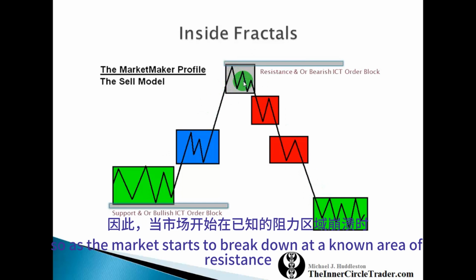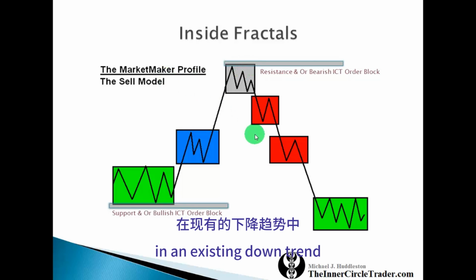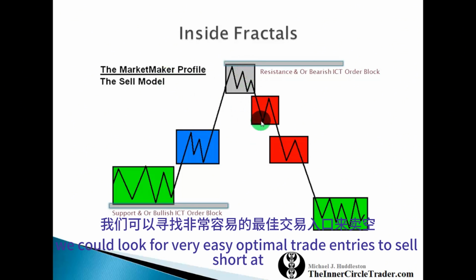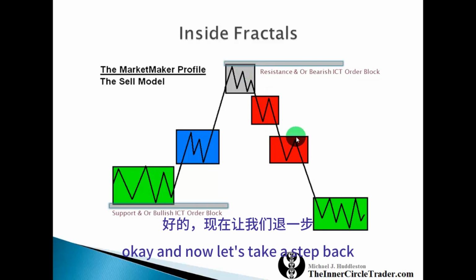Okay, so as the market starts to break down at a known area of resistance in an existing downtrend, we could look for very easy optimal trade entries to sell short at. Okay, and now let's take a step back.